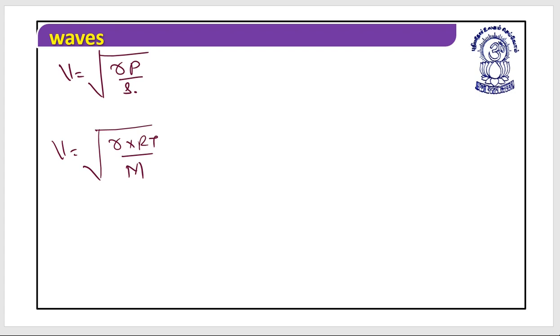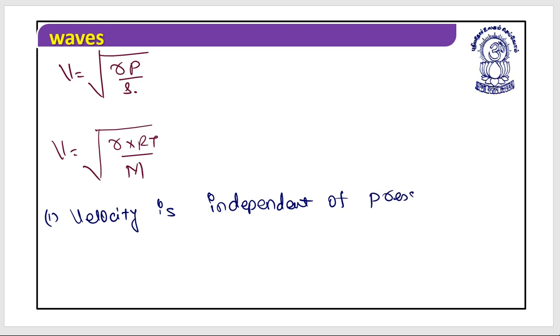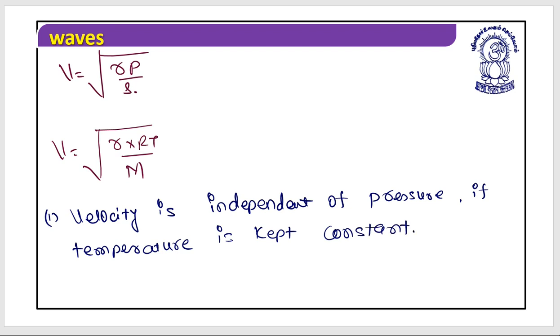So if I understood this very well, then what I understand is that first, velocity is independent of pressure if temperature is kept constant. So if temperature remains constant, velocity is independent of the pressure.